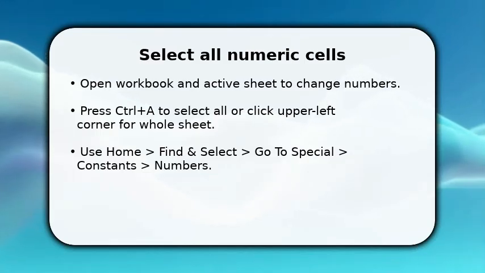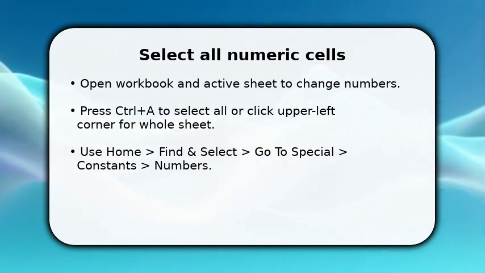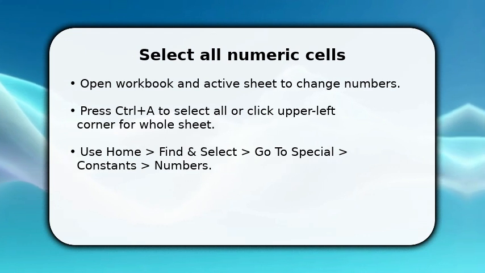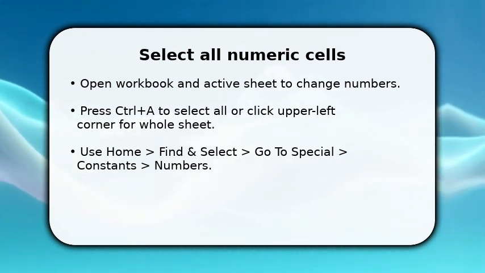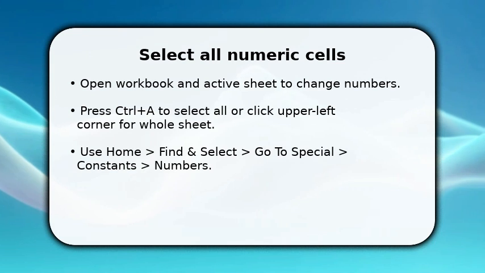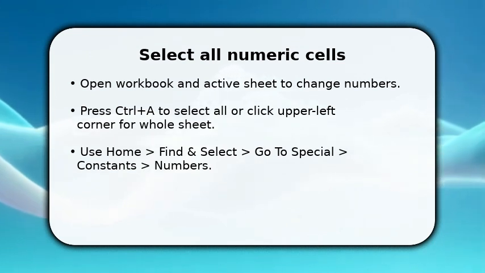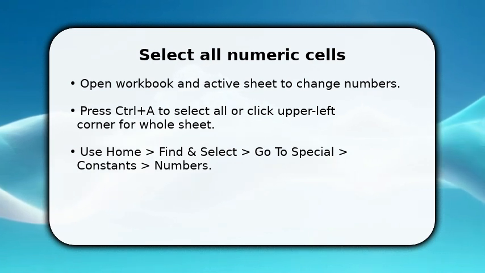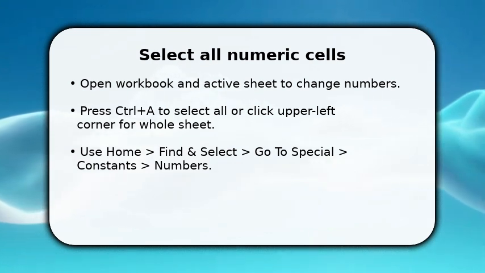You start by targeting only numeric cells so your edits won't break text. Once the sheet is active, select the full sheet or the specific range you want changed. Next, choose Home, Find and Select, go to Special, then pick Constants and check Numbers only. This isolates every cell Excel recognizes as a number across the selection.